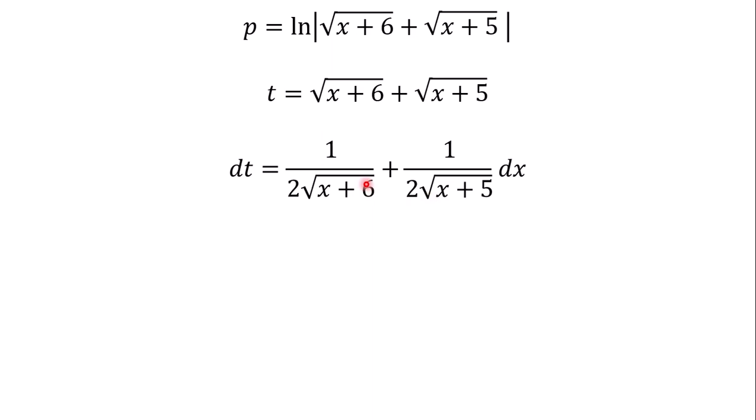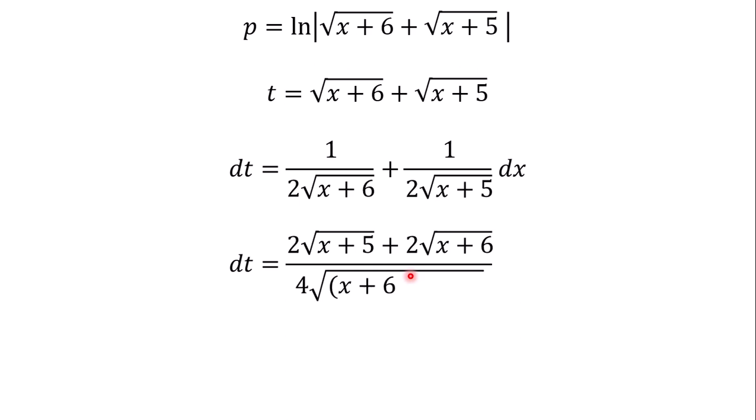To do that, this times this, and then this times that, and then this times this one. And when you do that, this is what you are going to get. This will give us 2 times the square root of x plus 5, plus this times this one will give us 2 times the square root of x plus 6, divided by, now this times this will give us 4 times the square root of x plus 6 and then times x plus 5. Good.